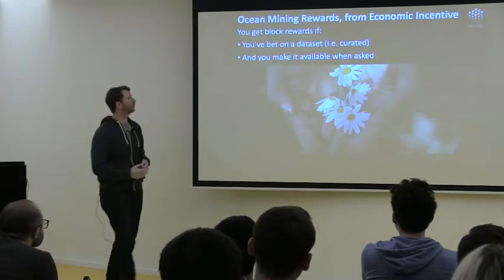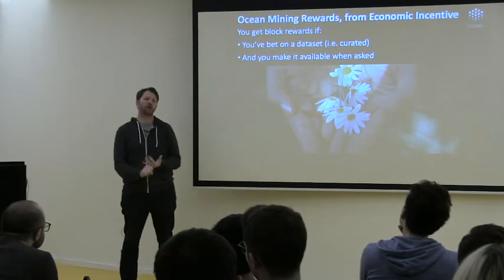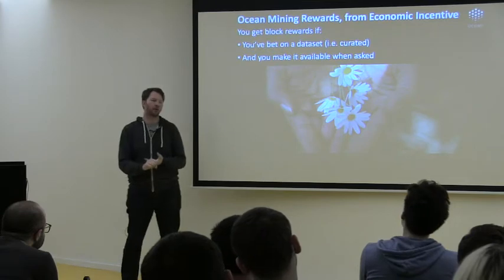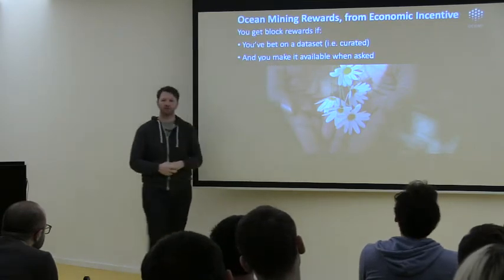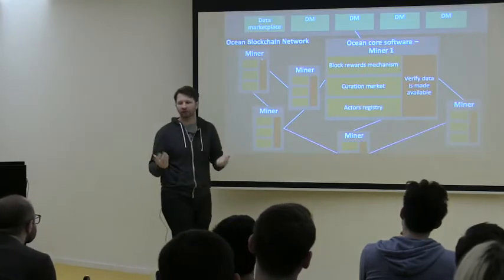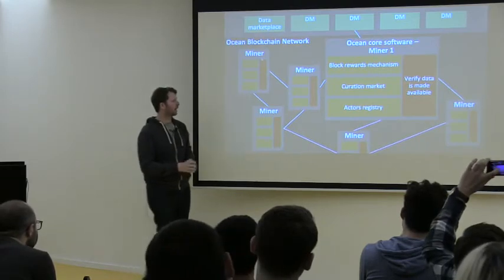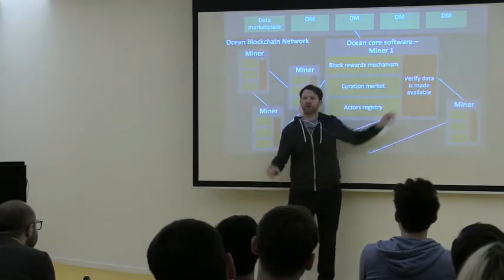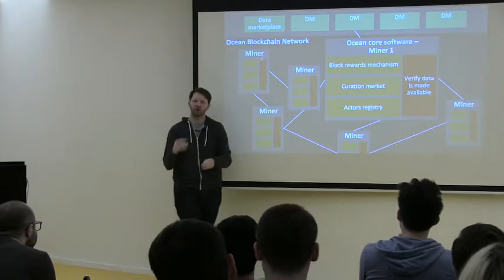So to kind of summarize, with Ocean, the mining rewards are, you get block rewards if A, you've bet on a data set, and B, you've made it available when asked, right? And made it available when asked, this includes the popularity part then, right? And of course, like any tokenized ecosystem, blockchain network, it's got a bunch of miners. We like to call them keepers sometimes. And the main blocks inside are, there's a core proof. Every single blockchain ecosystem needs a proof in there. Bitcoin has proof of work, finding the nonce.